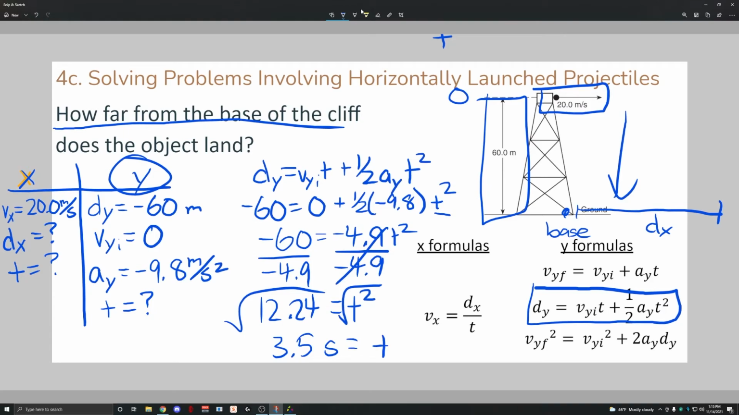All right. Now that we know what t is, we can finally solve for dx. So let's use this formula. So 20 is equal to dx over 3.5, times 3.5, 70 is equal to dx. And so it travels 70 meters away. All right. Good enough.